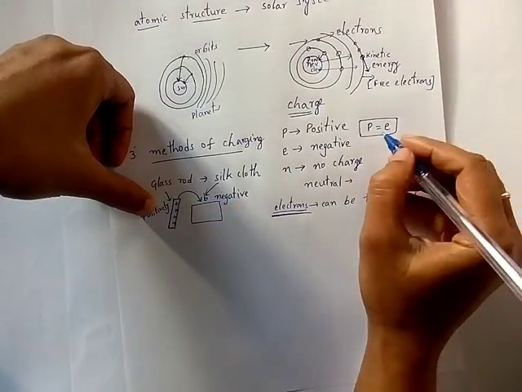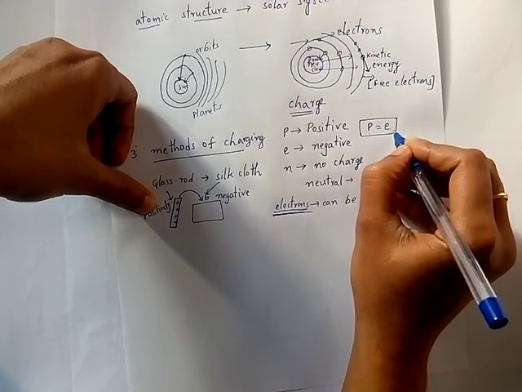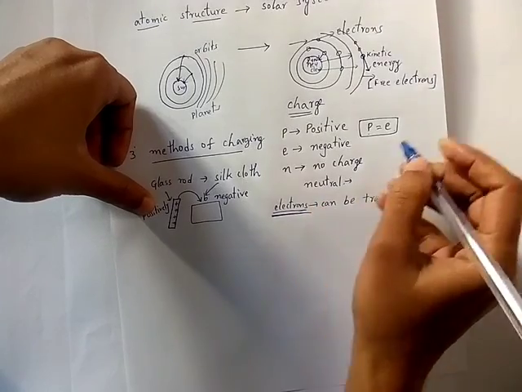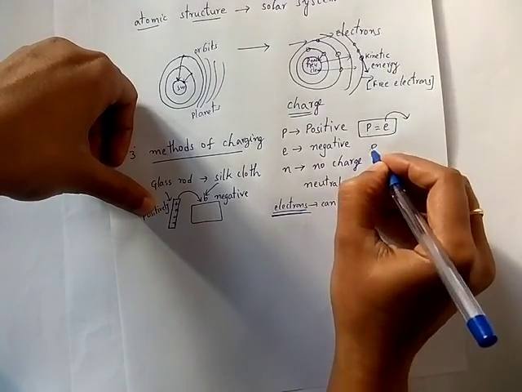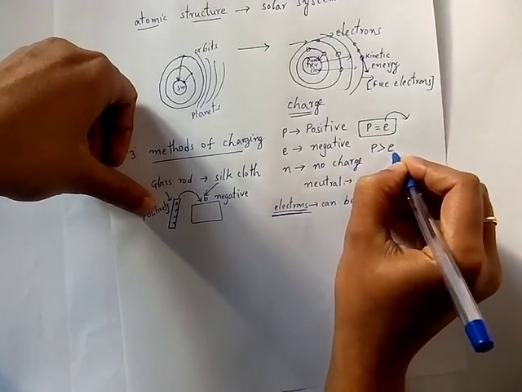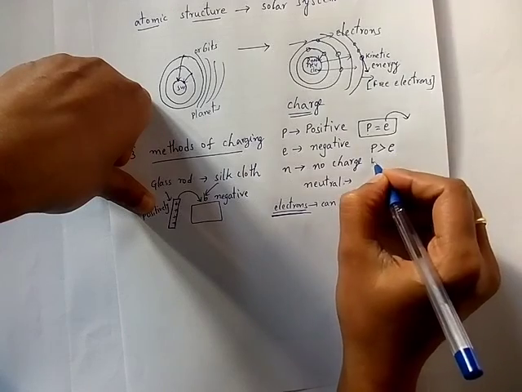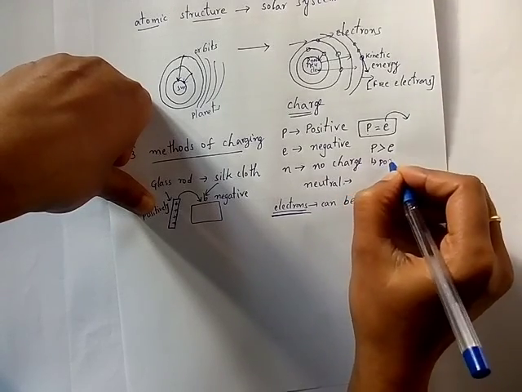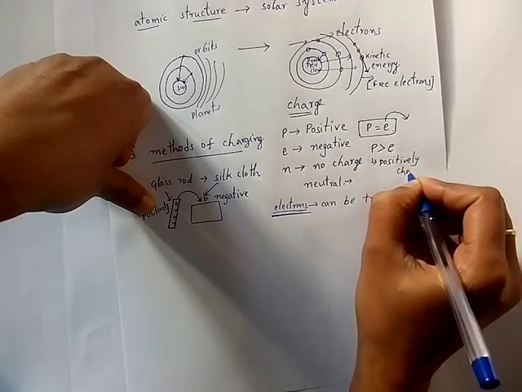Initially, the number of protons is equal to the number of electrons, so the body is neutral. If some electrons go away, what happens? Protons become greater than electrons. When protons are greater than electrons, we call this a positively charged body.